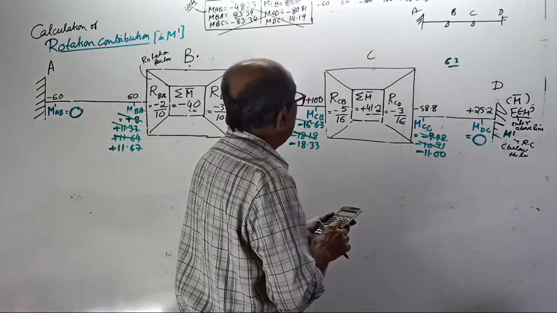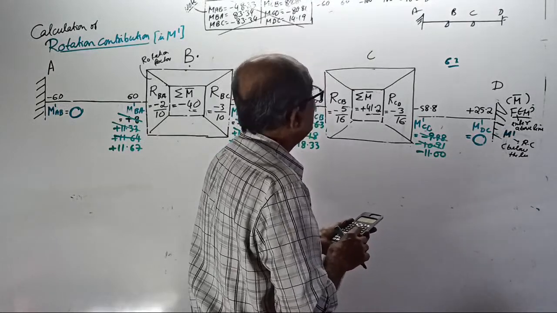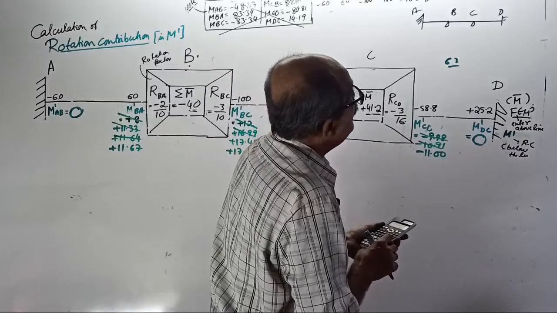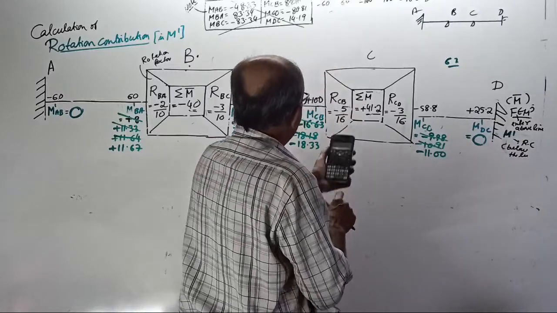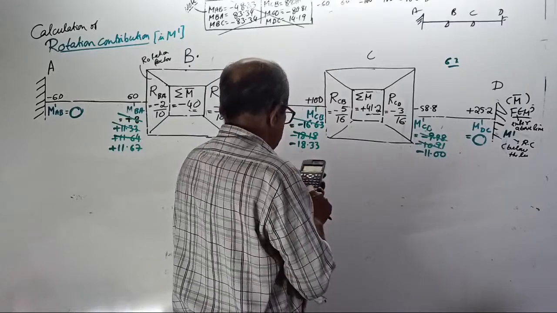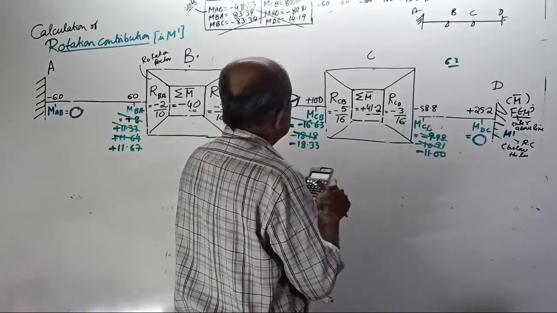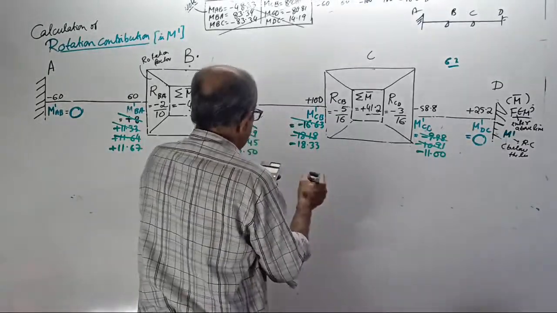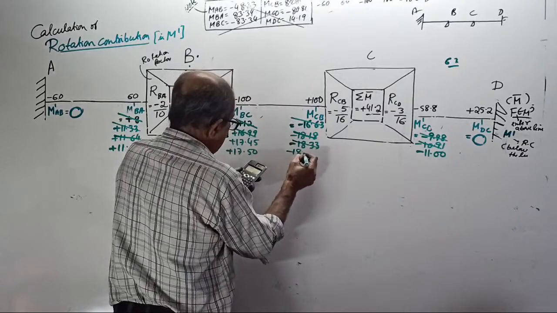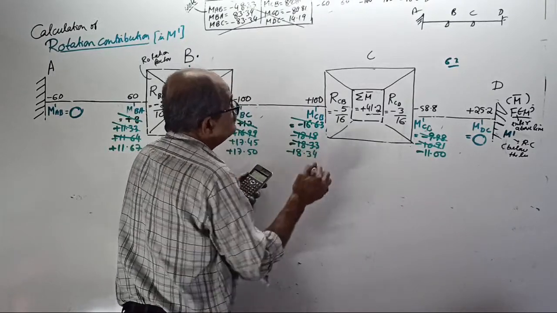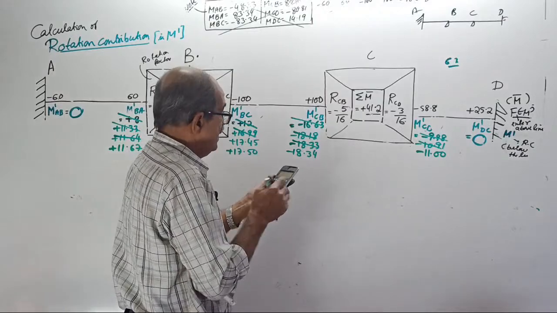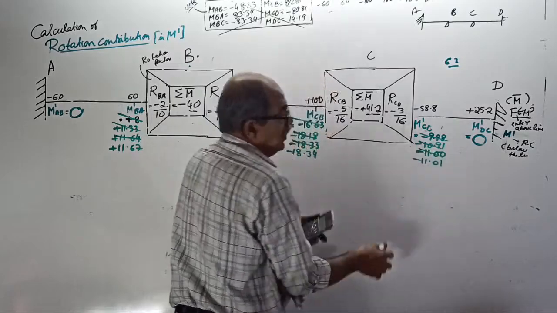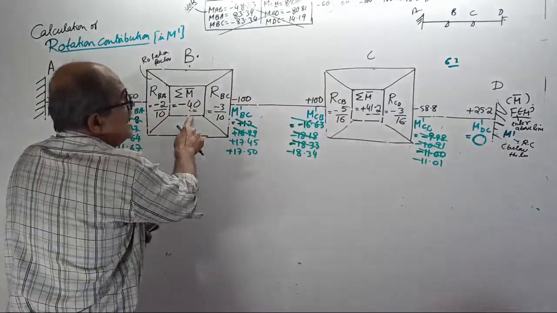29 point. Here 41.2 plus 17.5, that side is 0, into 5 by 16 is minus 18.34. It is minus 11.01. Minute change. Once again come back here.